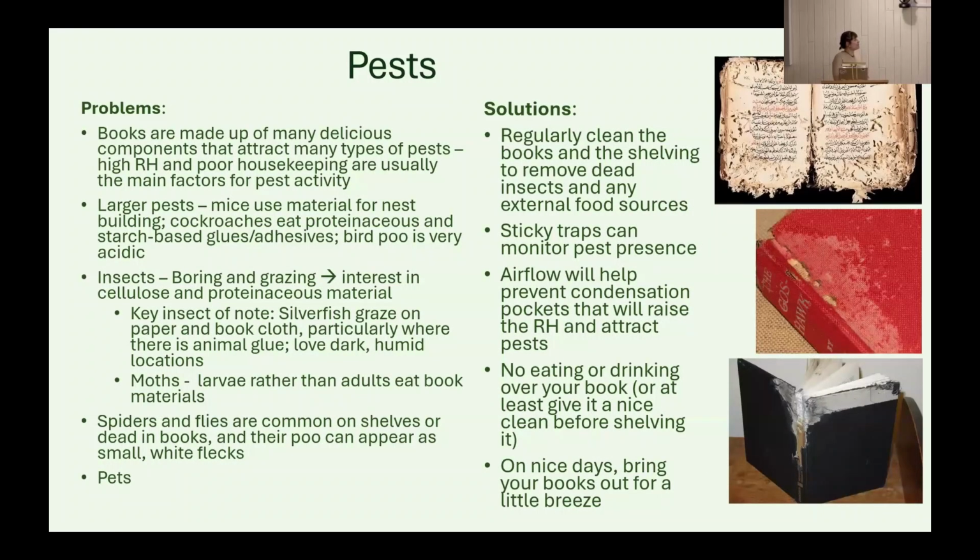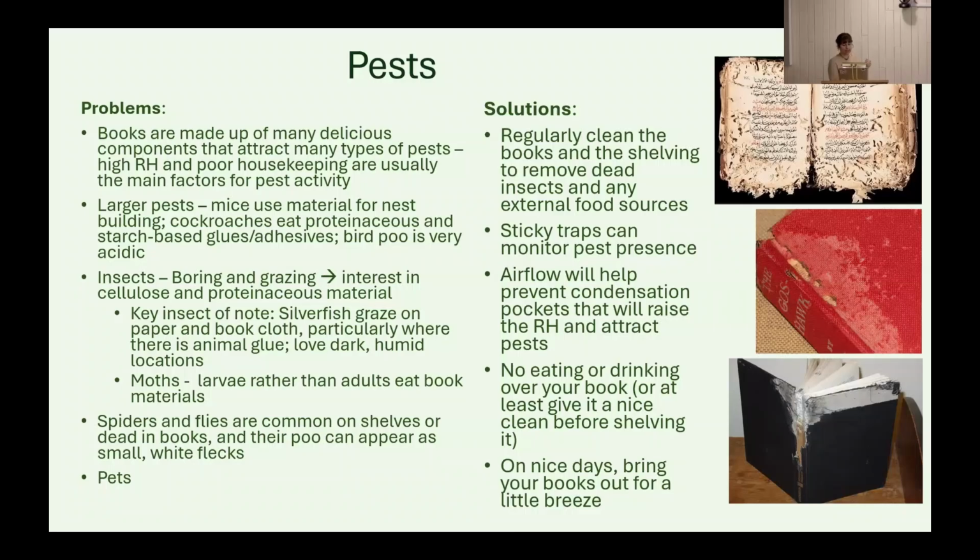Pests. There are lots of possibilities for pests. Books, again, are organic materials, very delicious, and offer sort of a buffet for a variety of animals. If we think larger pests, mice use the material for nesting. If your books are in the attic, lots of people have raccoons or squirrels. So those can commonly cause damage. Cockroaches are eating proteinaceous and starch-based glues, which almost all books do contain.